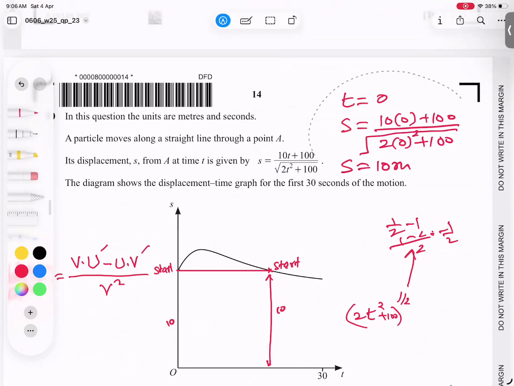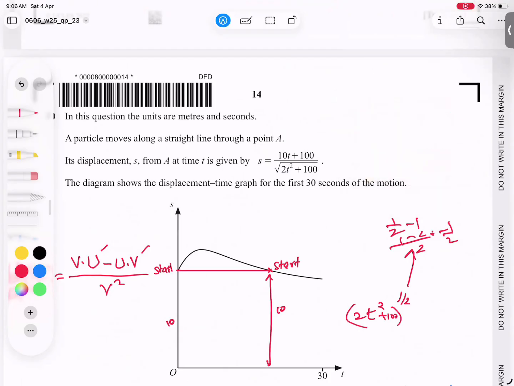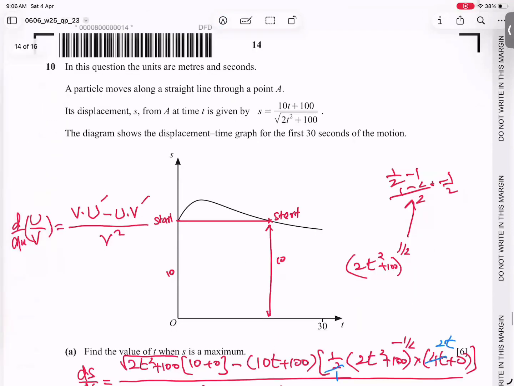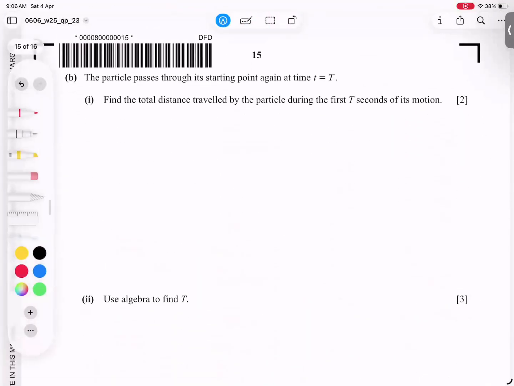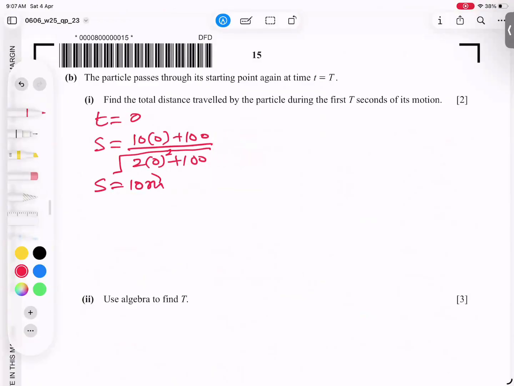So this means, okay, I copy from here and delete this whole thing, and here I'm pasting. Okay, so I think you understood how I got 10. Now again the formula. What is the formula? We have the displacement formula, 10t plus 100 over root of 2t squared plus 100. So this 10 I'm going to replace here, and now I'm going to solve.